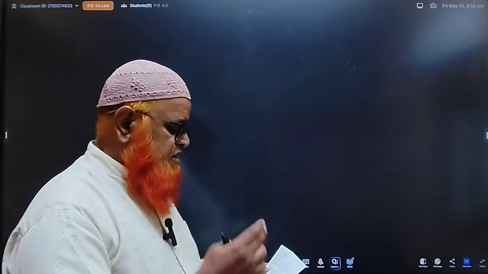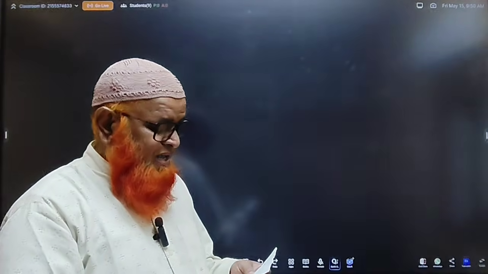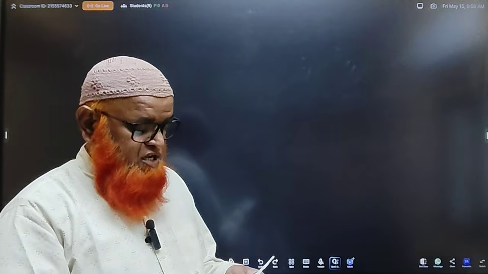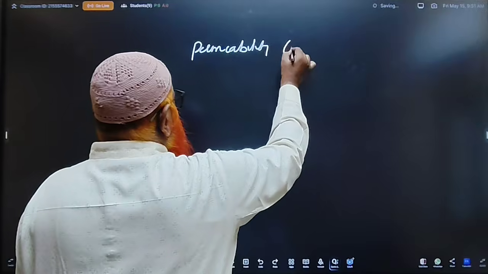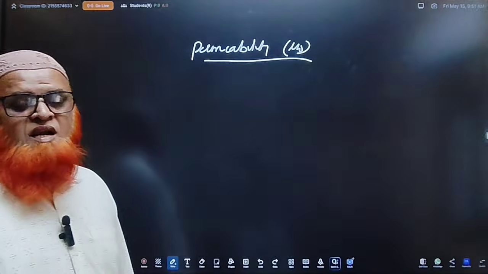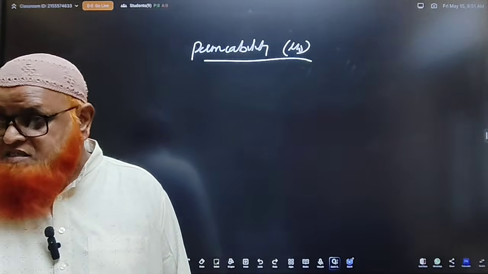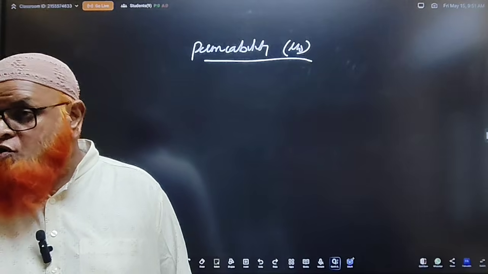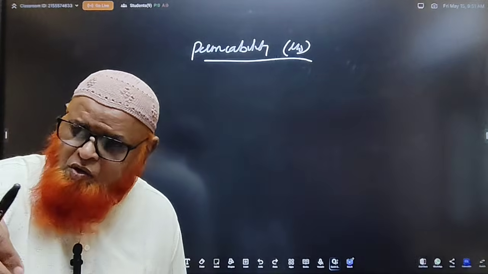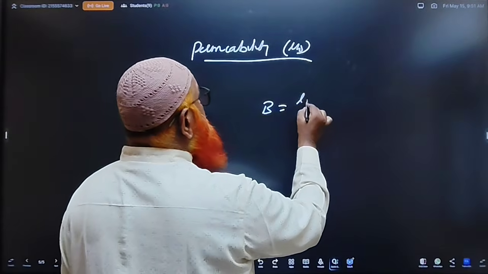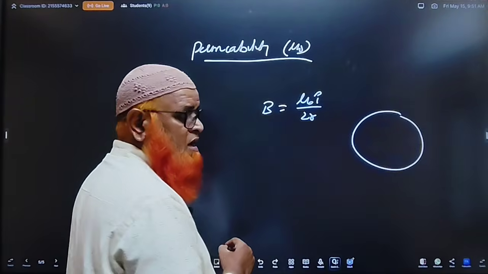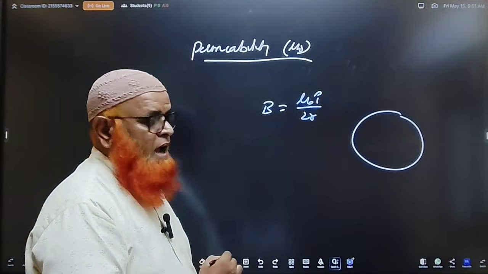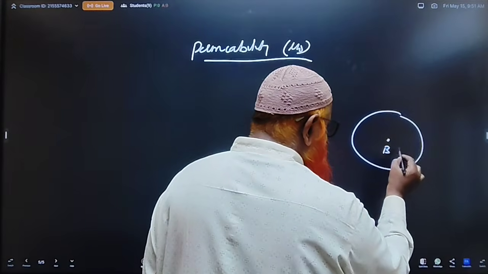One more toughest dimensional formula which is regularly asked: what are the dimensions of permeability? The permeability is called mu naught. In the first class I told you how to extract tough dimensional formulas. You should know the easiest known formulas. Very good. So mu naught I by 2r, this is the formula for magnetic induction at the center of a circle. And at the center, what is the magnetic induction?